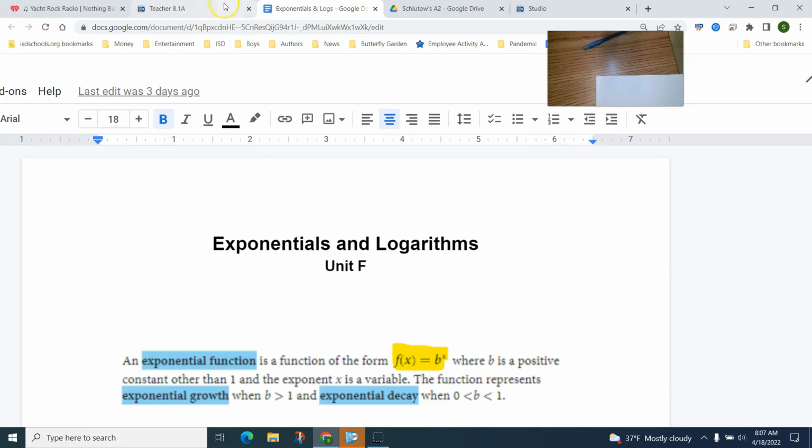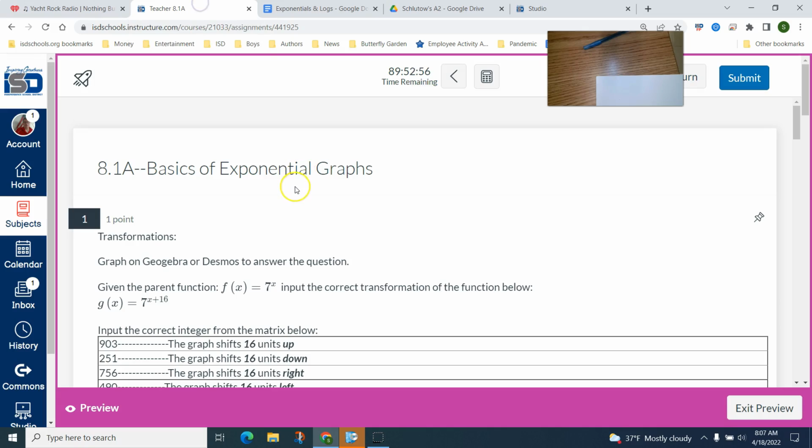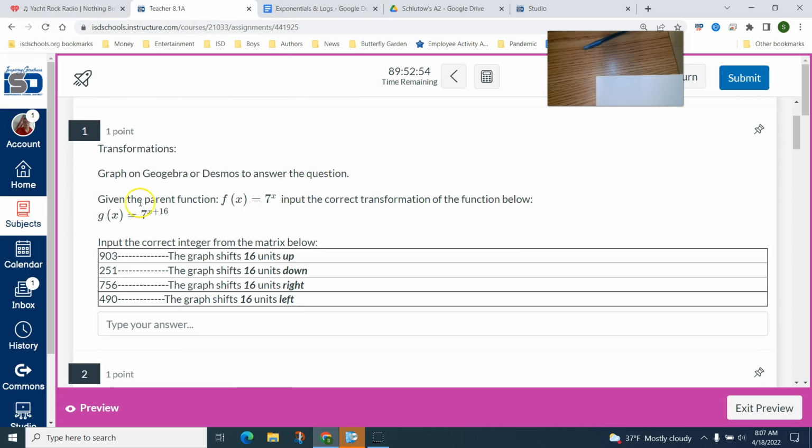And so that's what we're doing here. So let's begin, and then we'll probably make 2 videos on this. The first one says, given the parent function, our parent function is 7 to the x. Input the correct transformation of the parent function. It is x plus 16. That's our h, and since it's plus, it's going left. So the graph shifts 16 units to the left.